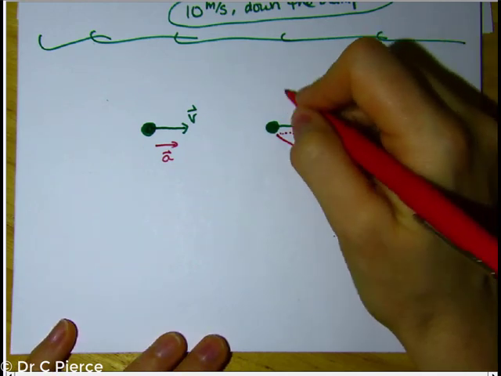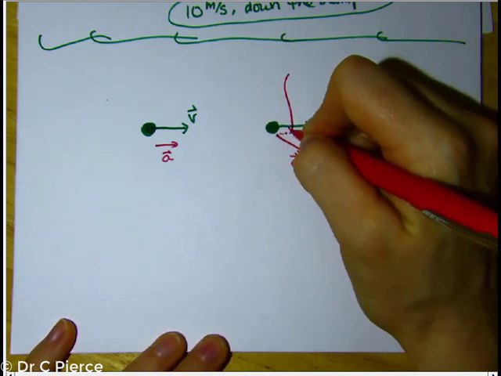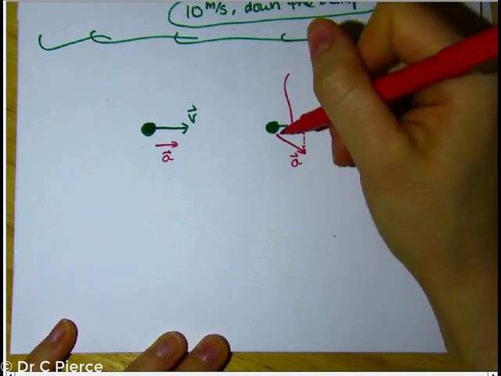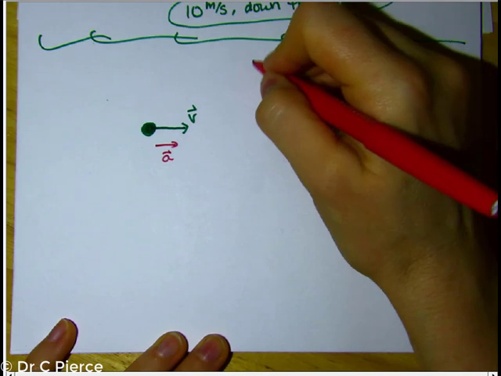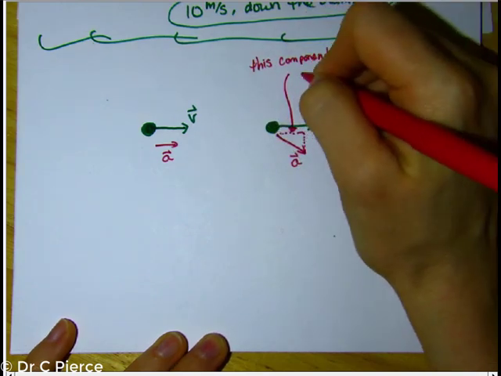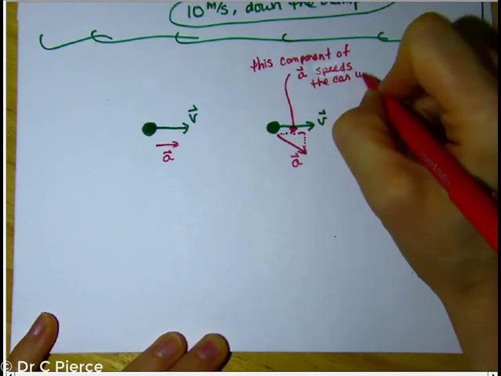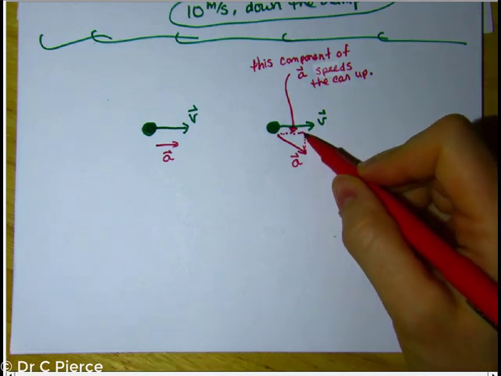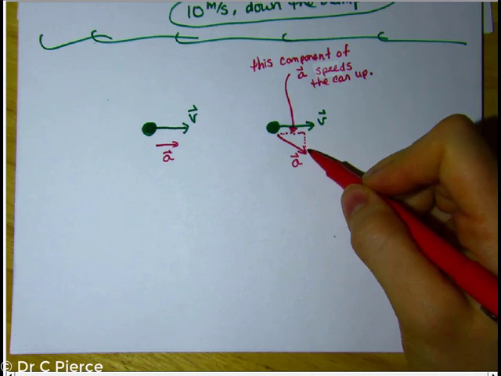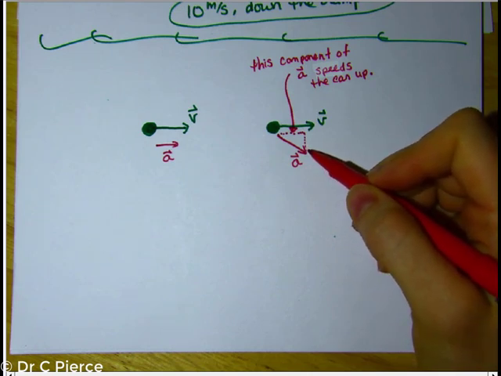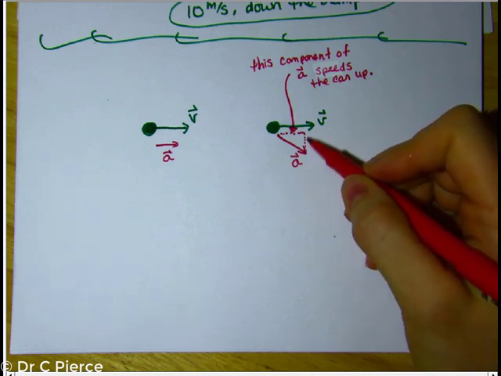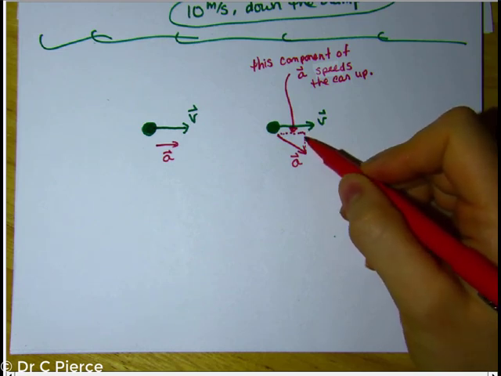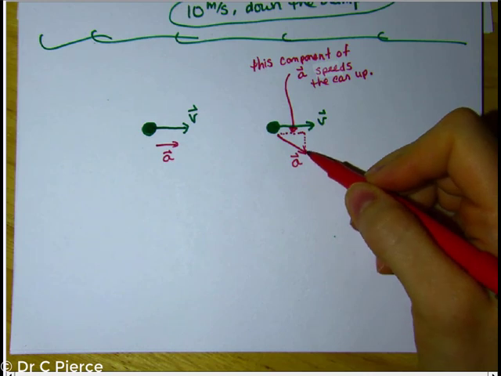So this part of the acceleration on this side of the triangle would be helping the car to speed up because it's working in the same direction as the velocity. But what about this component of the acceleration? It can't speed the car up because it's not working with the direction of v. And it can't slow the car down because it's not working purely opposite the direction of v. So this component of the acceleration turns the car.